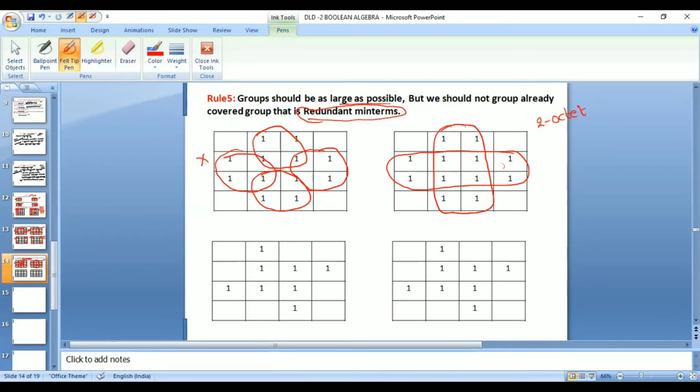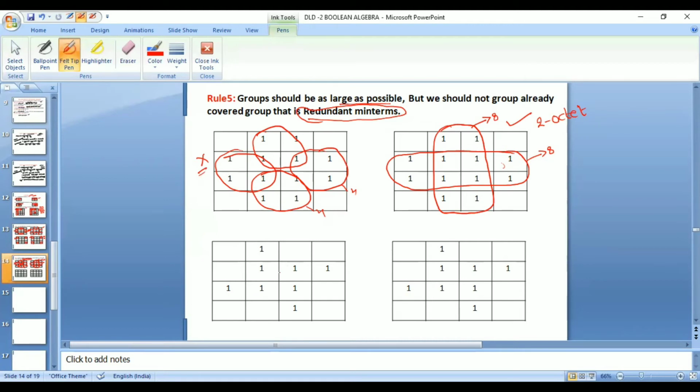So this is nothing but the 8 minterms here it is grouped, and here also 8 minterms are grouped. But here only 4 minterms and 4 minterms. That means 4 quads are there. But here only two octant groups, right? So this is the best way to group the minterms, and this is the wrong way to group the minterms.